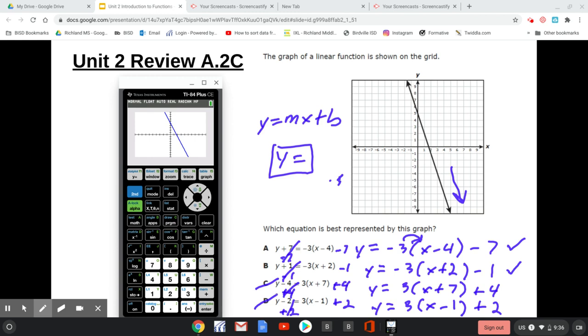Let's look at the second one. I'm going to hit y equals, and I have negative 3 times x plus 2 minus 1.